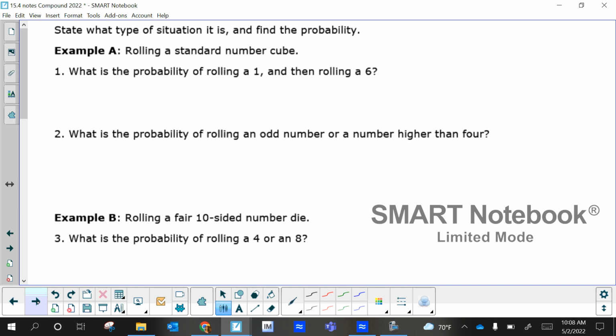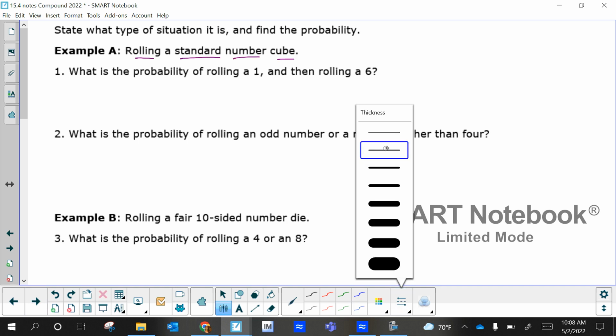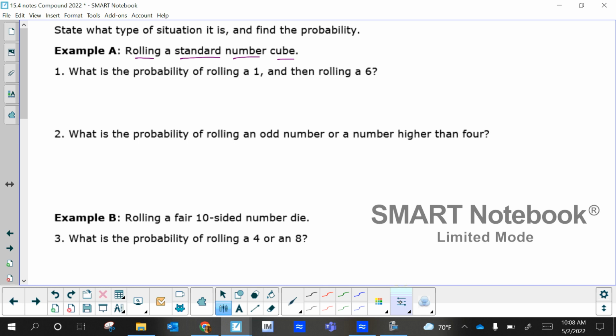So first one, example A, we're rolling a standard number cube. Okay, so we're rolling a number cube. That's a 6-sided die basically. So first one, what is the probability of rolling a 1 and then rolling a 6? So how many outcomes is that? How many samplings is that? That's going to be more than 1. So we have 2. So we are going to multiply. Okay, that's the first formula.